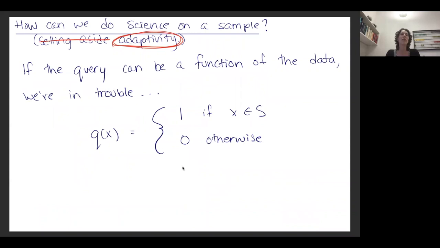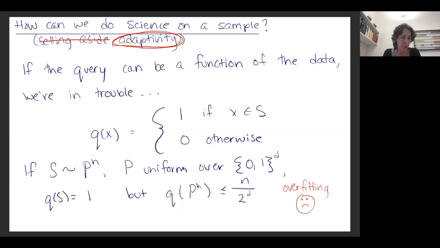So how is it going to come and bite us? If the query can be a function of the data, we're clearly already in deep, deep trouble. So here is an extreme example of this. What if the query that gets issued is the query that returns one on elements that are in our sample and zero on all other possible database elements? That's a query that's going to behave probably very differently on our sample than on the underlying distribution.